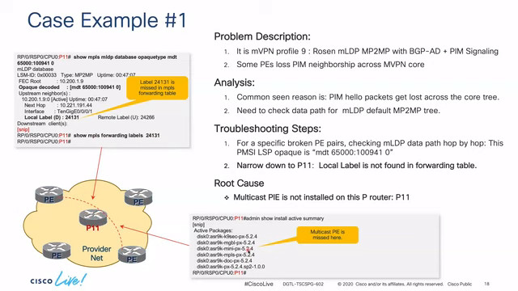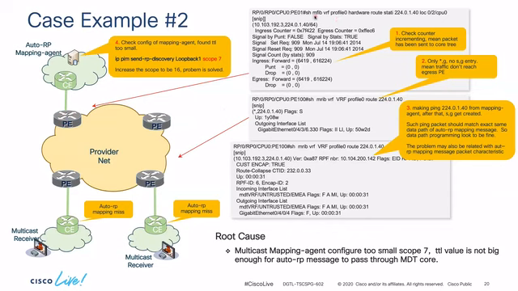Let's see how. Firstly, we got a problem on the local side. So we check this ingress PE here, and we check the MVPN profile hardware route statistic counter. And that's one thing you need to note: on the old version, the command is called hardware route statistic, but in the newer version, we are changing it to platform route statistic counter. Anyway, we check the counter on this ingress PE, and we can see the counter is incrementing.